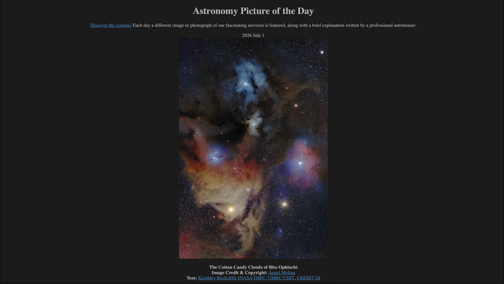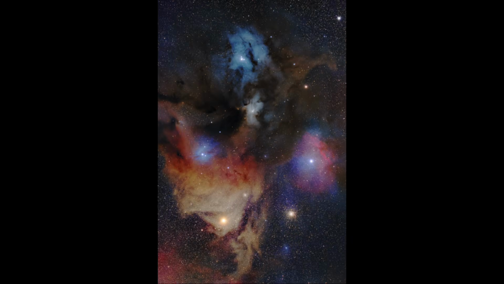Today's picture is titled The Cotton Candy Clouds of Rho Ophiuchi. So, what do we see here? Well, here we see some beautiful clouds in the sky. Not clouds like within our atmosphere, which are generally made up of water vapor or ice crystals, but actually clouds of gas and dust out in space.